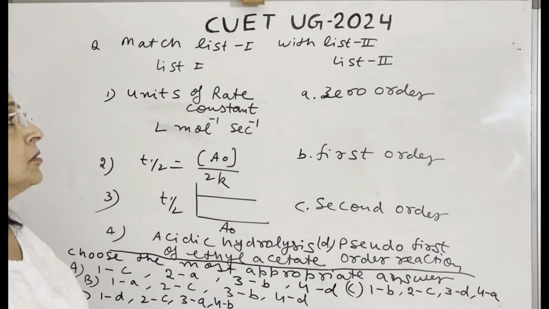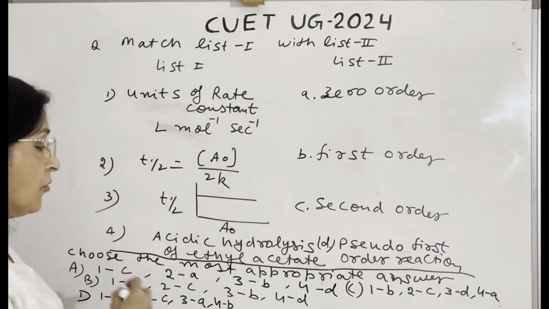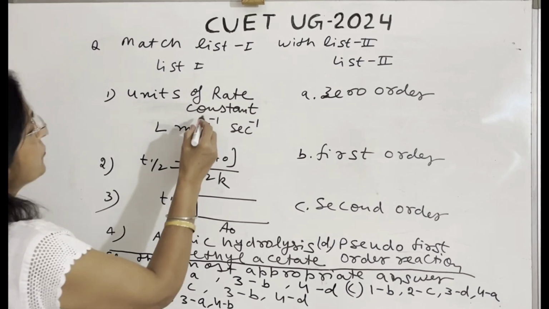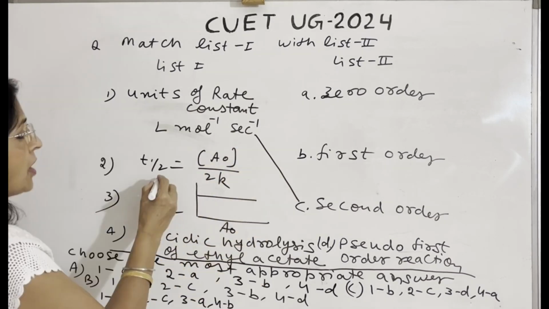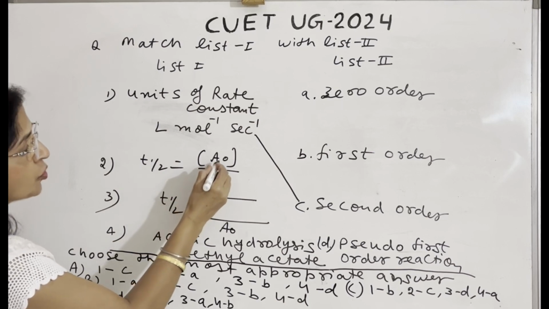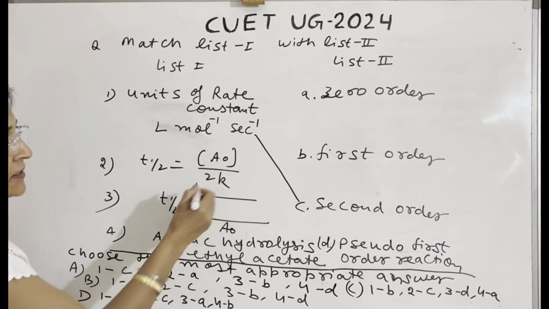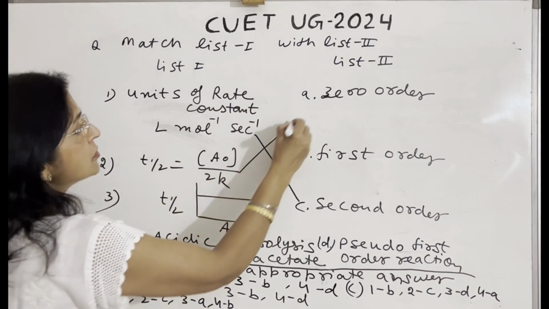Next question. 2 columns are given to you, 2 lists are given to you और आपको match करना है. 4 options हमें given है. Which is the appropriate answer? First is units of rate constant. These are the units of second order. Half-life time is equal to initial concentration divided by 2K. K is the rate constant. This half-life is for 0 order.